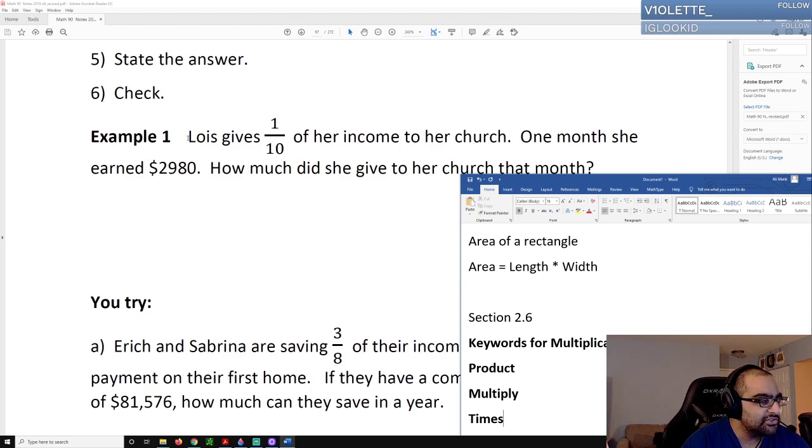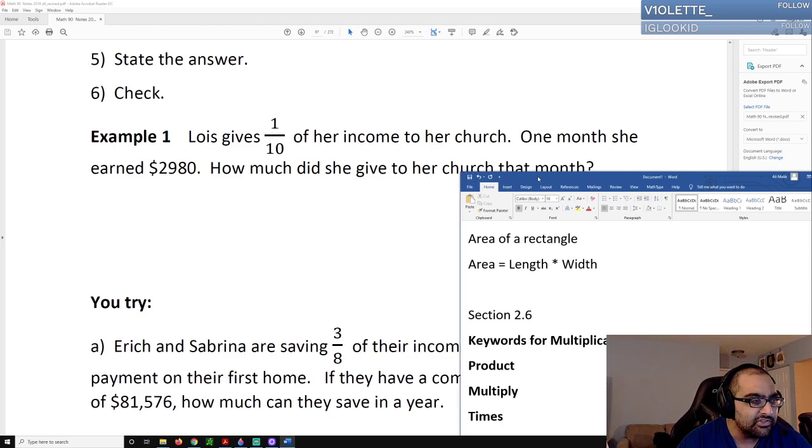So Lois gives 1/10 of her income to her church. One month, she earned $2,980. How much did she give to her church that month? Okay, so there's a lot of words in there, but there is only one of those words that actually matters and that actually indicates to us that we're going to use multiplication in this problem.